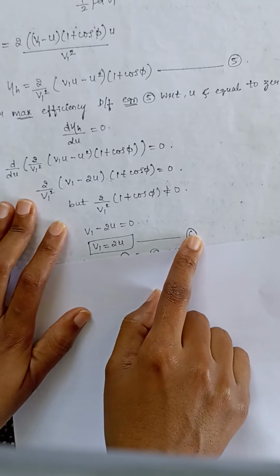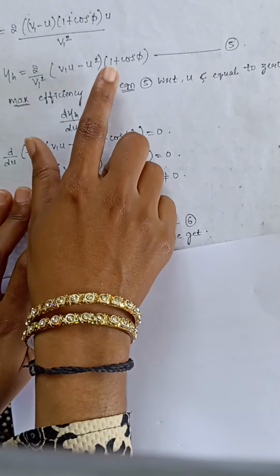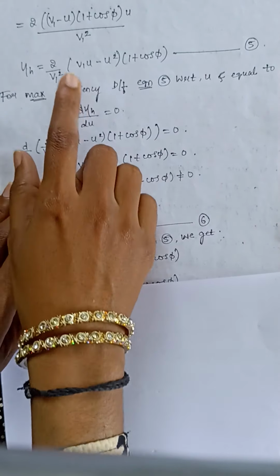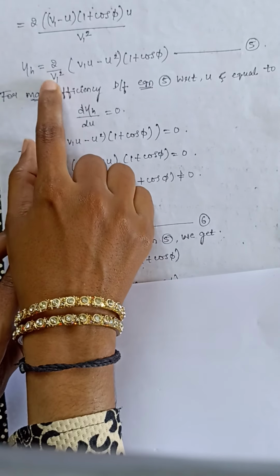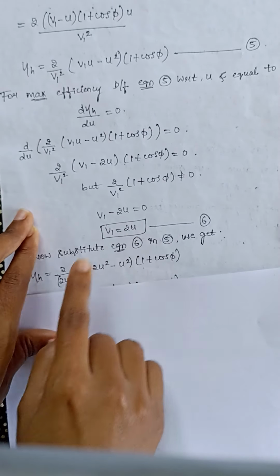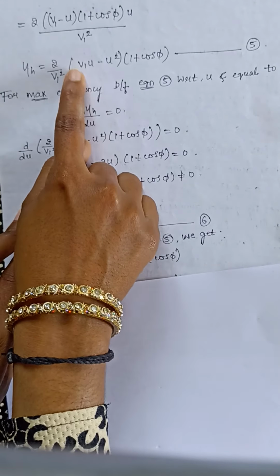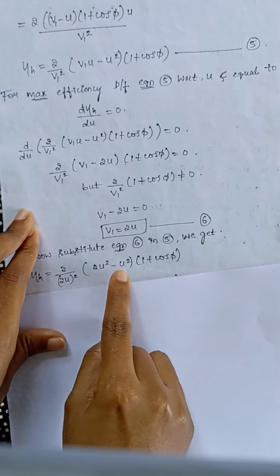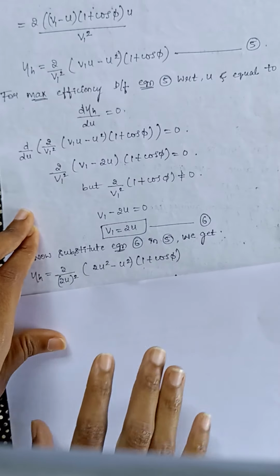So, let us name this as equation 6. Now, what do we have to do? We need to substitute this equation 6 in equation 5. So, let us write down equation 5 once again. Eta H is equal to 2 divided by V1 square. As you have the V1 term here, let us replace that with 2U. So that will become 2 by (2U) square into V1 U minus U square. You replace V1 with 2U: 2U into U gives you 2U square, minus U square, and you keep it as it is, into 1 plus cos phi, keep it as it is.